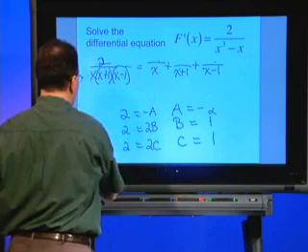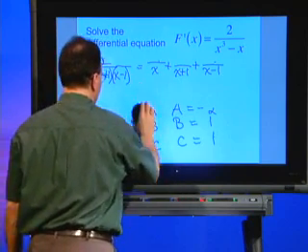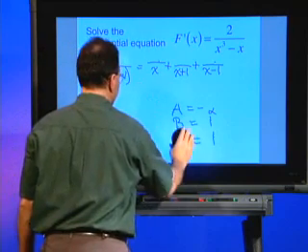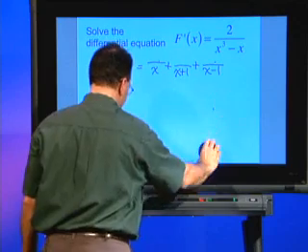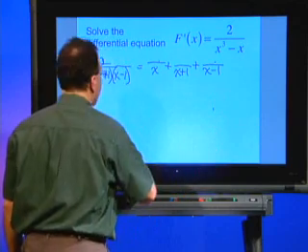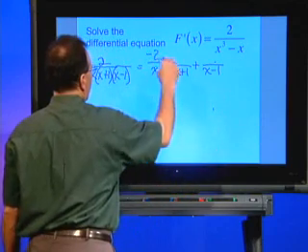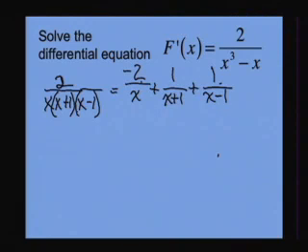So let me get rid of all of this, remembering that a is equal to 2, negative 2, b was equal to 1, and c was equal to 1. So let me get rid of one more stray mark. Okay, so now we want to integrate both sides.